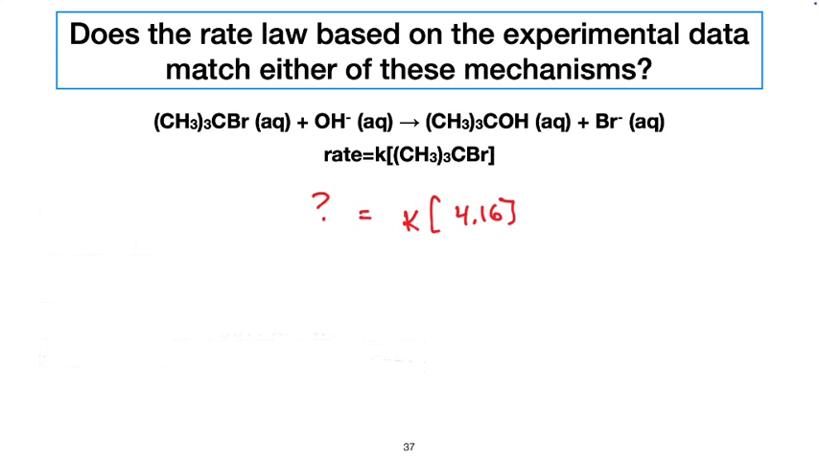We haven't defined what K is. To get a formal rate expression, we would have to define what K was so that we could extrapolate this out to any individual experiment without having to reference back to different experiment systems. So how do we figure out what K is?